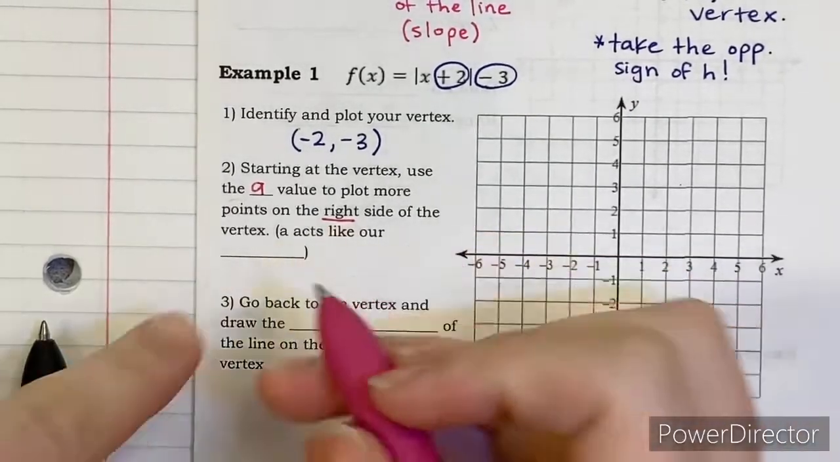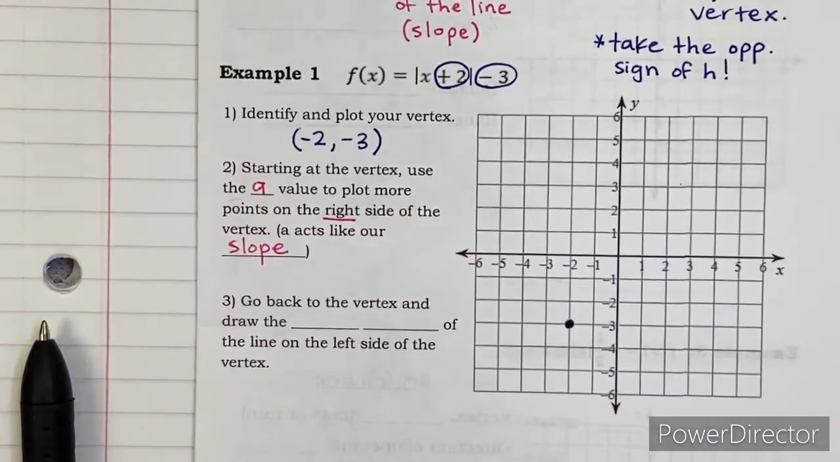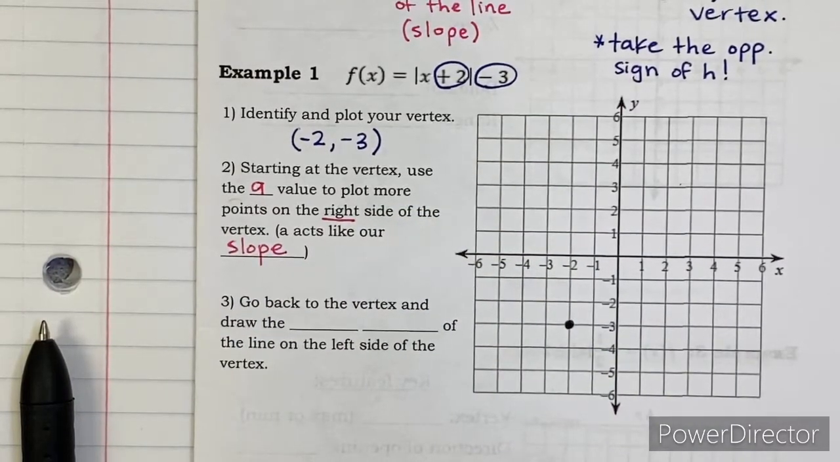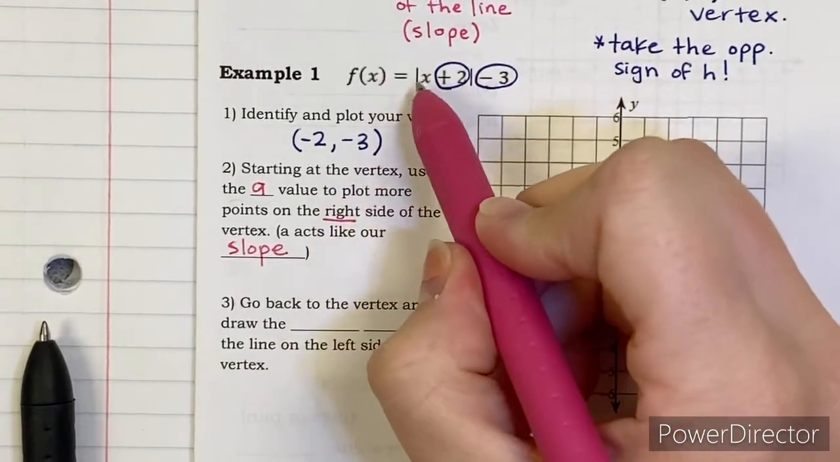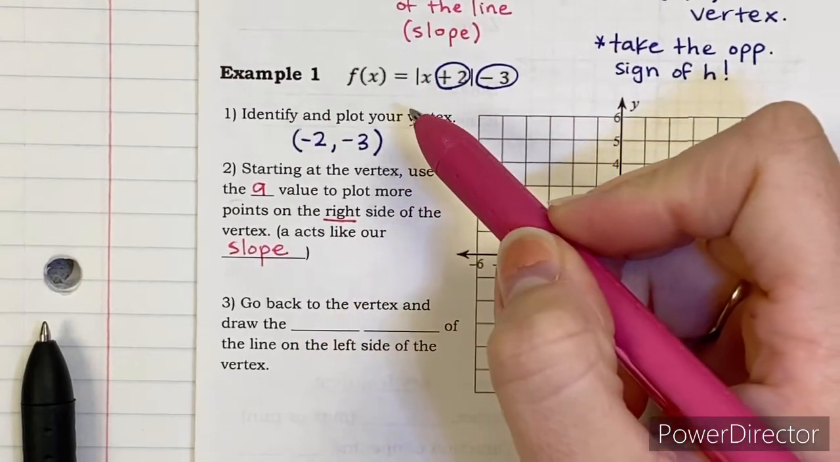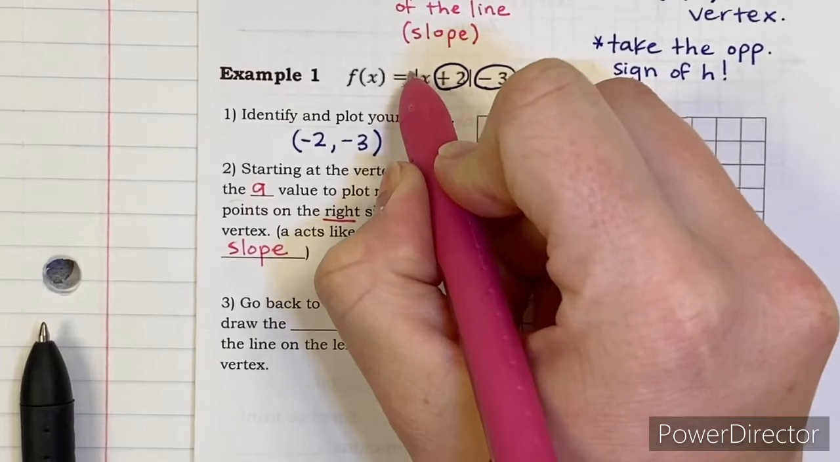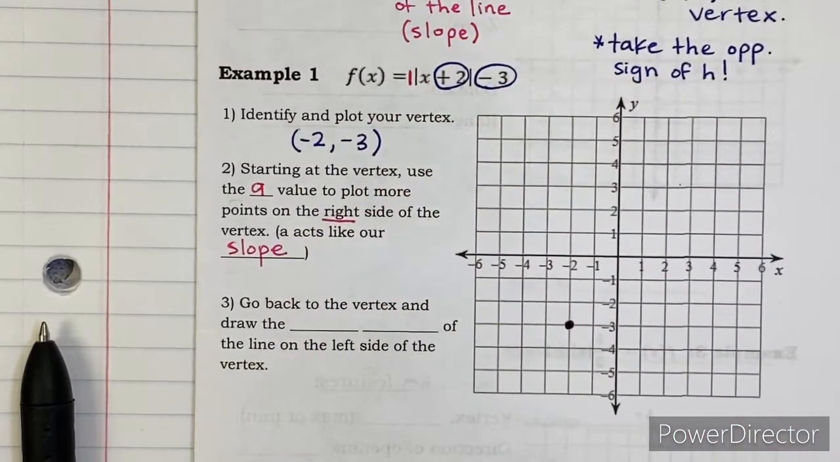A acts like our slope, which we've kind of already talked about. So A functions as our slope. So let's go back to our equation to talk about our slope for this one. A would be right here in front of that absolute value. We don't technically see a number there, but there is an understood 1 right in front of that. So that means we have a slope of 1 over 1.